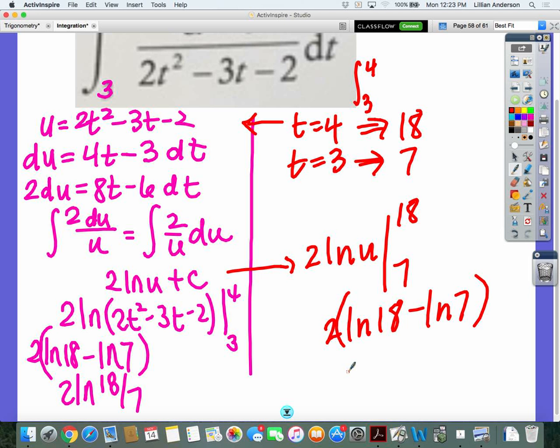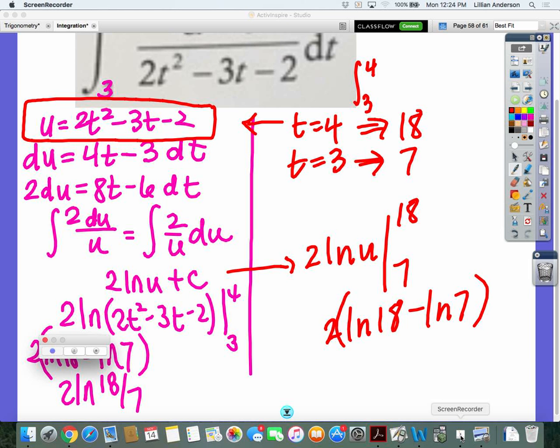So just remember, if you don't change your bounds, you have to evaluate once you plug U back in, or you can change your bounds by plugging the old bounds into your U equation. Does everybody understand that? Yeah. It's just another way to do it. Okay.